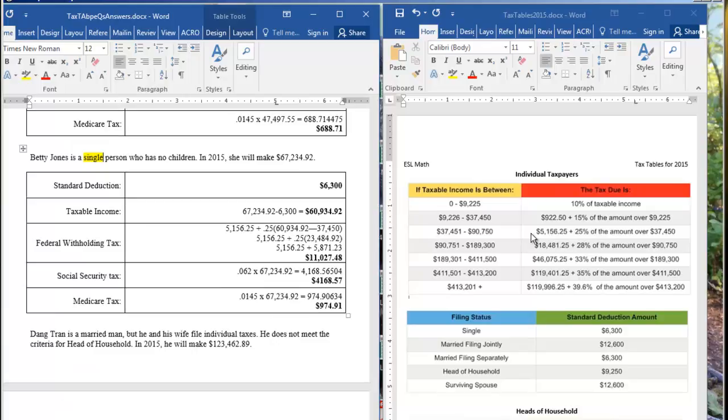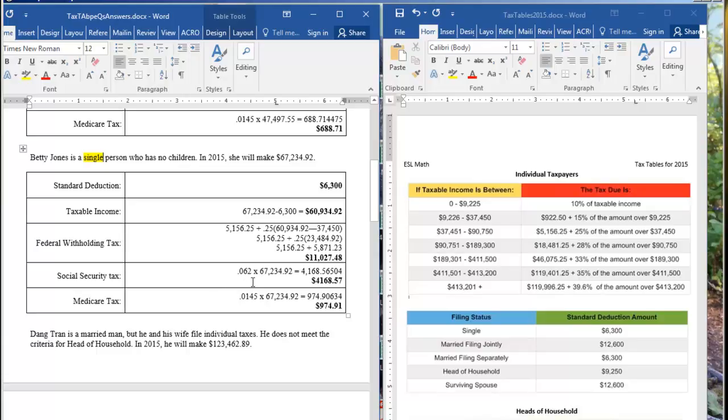So here we are for her 5156.25 plus 25% of the amount over 37,450. So I have that right here. Here's my 0.25 times $60,934.92 minus 37,450. And so I'm going to do this calculation all the way down until I end up with a federal withholding tax of $11,027.48. The Social Security tax, again, is going to be taken right on her gross income, and we're going to do the calculation at 0.062.